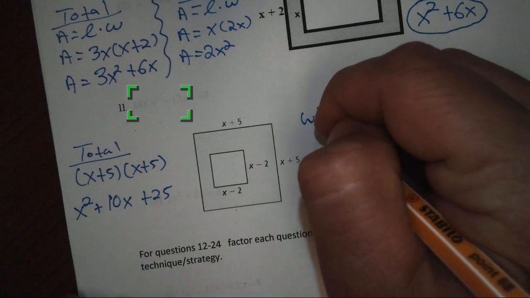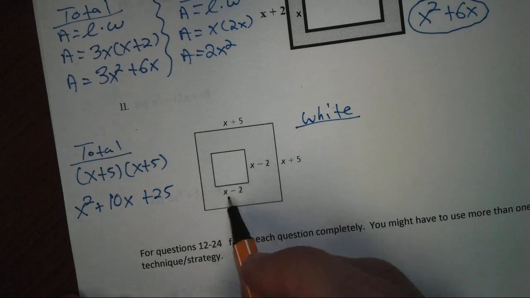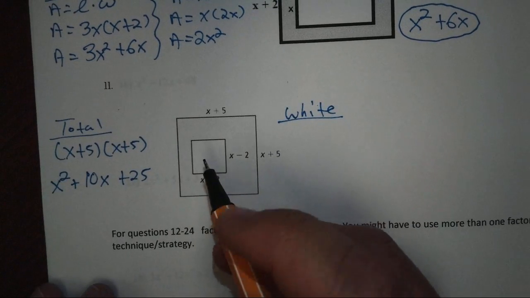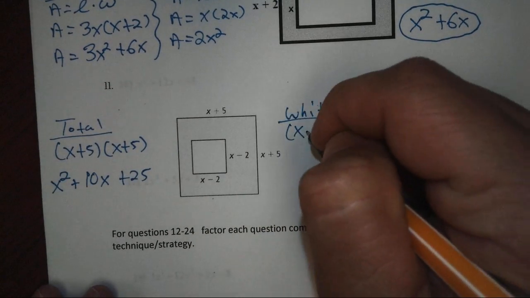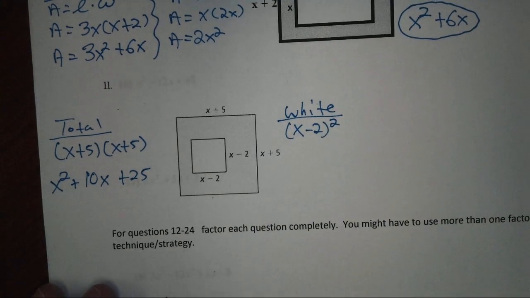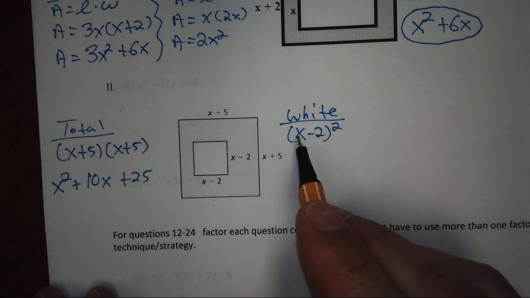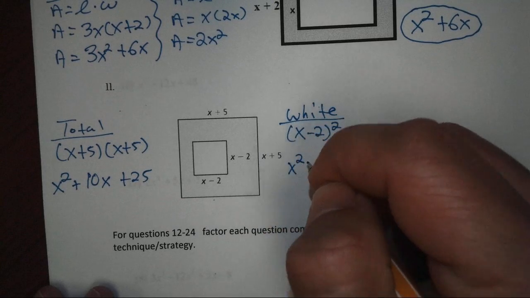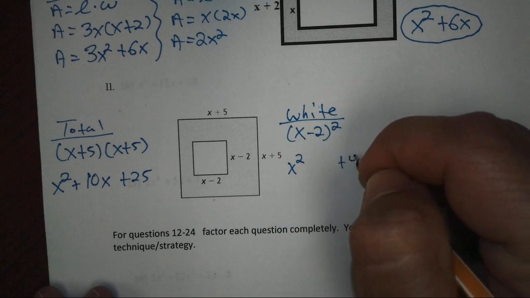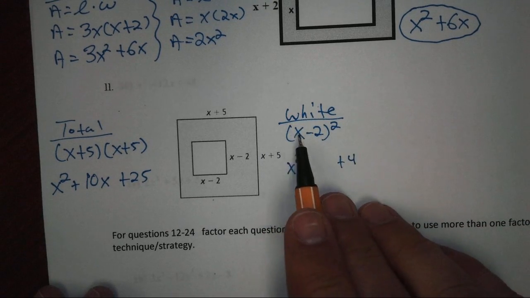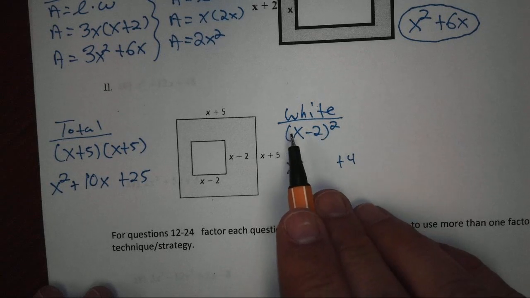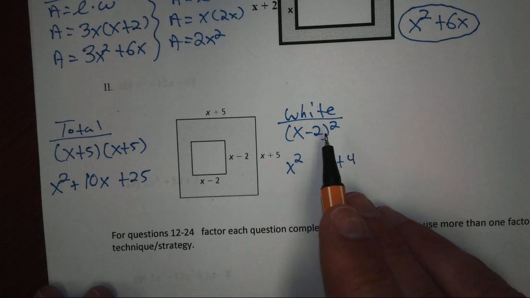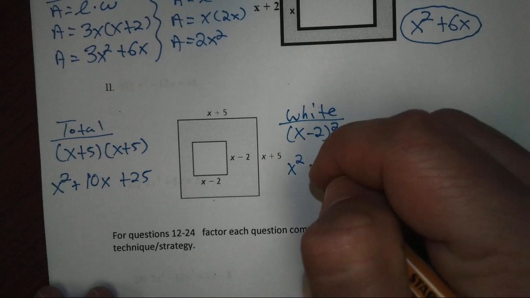Then the white area, same thing. We're going to do an x minus 2 times an x minus 2, or we could write that as x minus 2 squared. So we're going to use the same shortcut. Square the first term, square the last term, and then the middle is these multiplied. So negative 2 and x make a negative 2x. Now double that. Negative 2 doubled is negative 4.